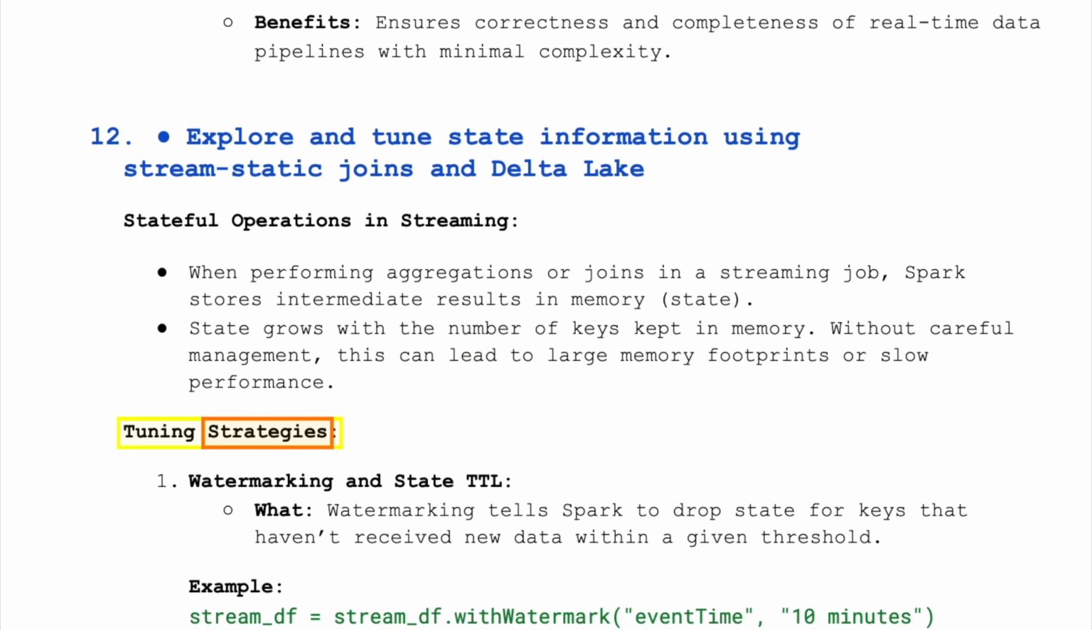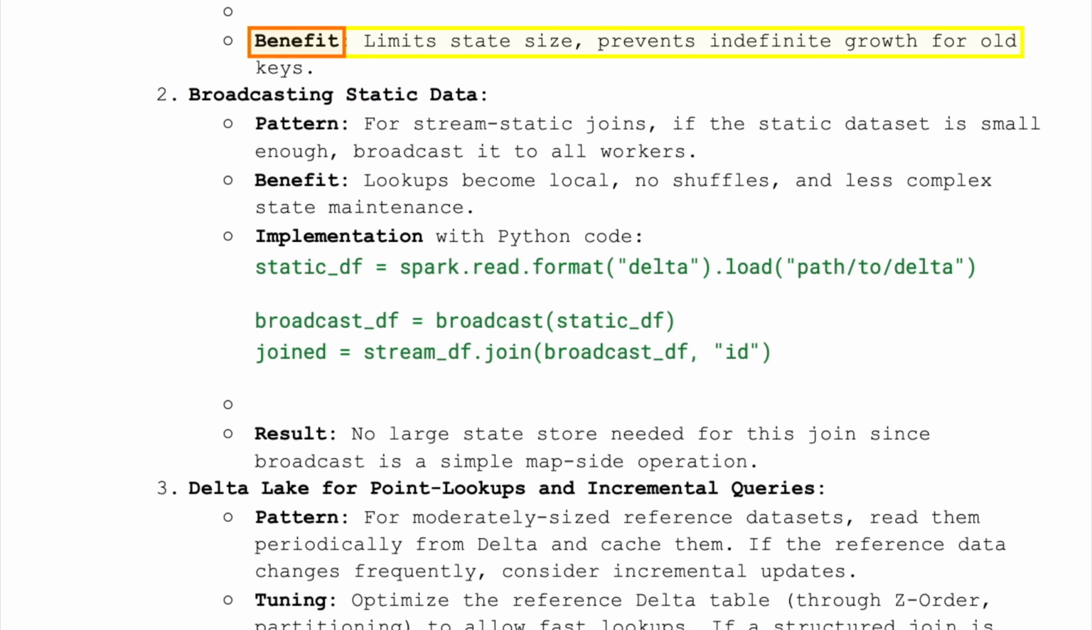Tuning strategies. 1. Watermarking and state TTL. What? Watermarking tells Spark to drop state for keys that haven't received new data within a given threshold. Example: stream_df = stream_df.withWatermark("event_time", "10 minutes"). Benefit: limits state size, prevents indefinite growth for old keys.